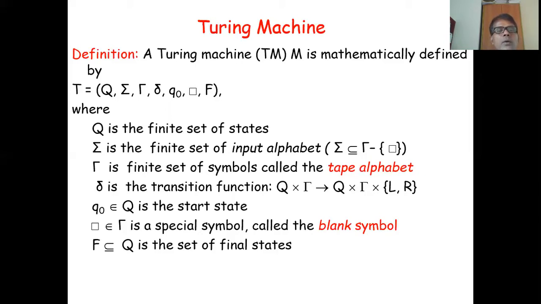And here one more element that we are using is the tape alphabet. The input alphabet is a subset of the tape alphabet that does not contain the blank symbol. The tape alphabet contains the blank symbol.